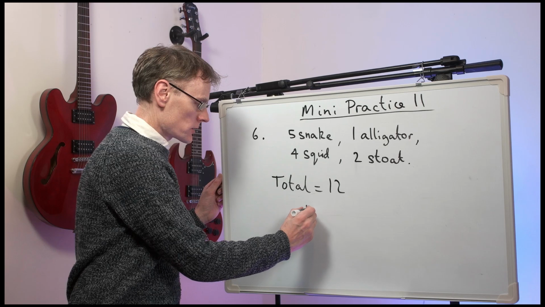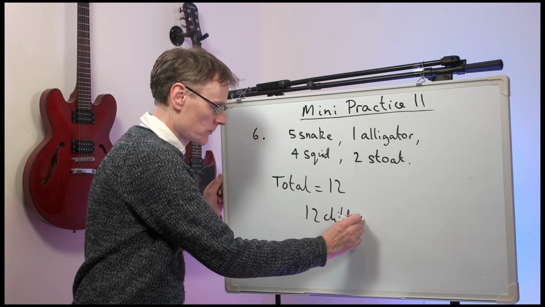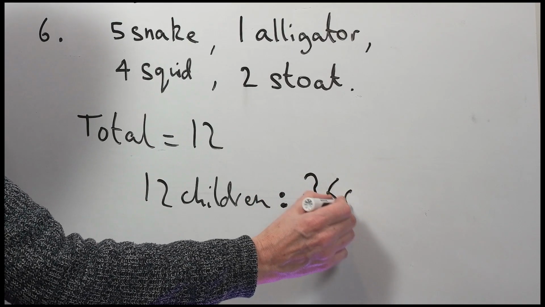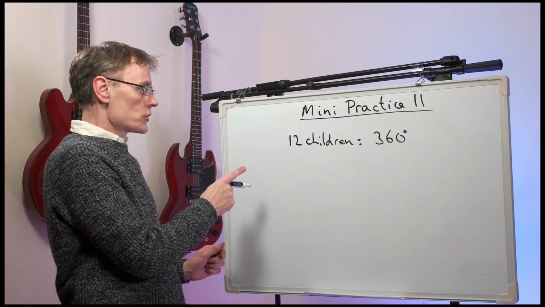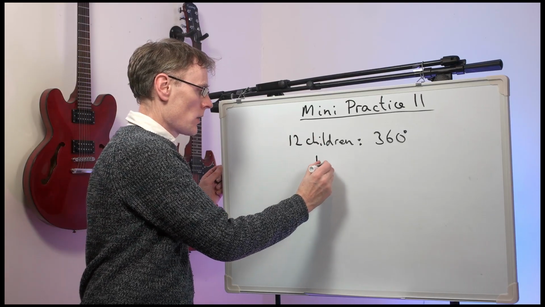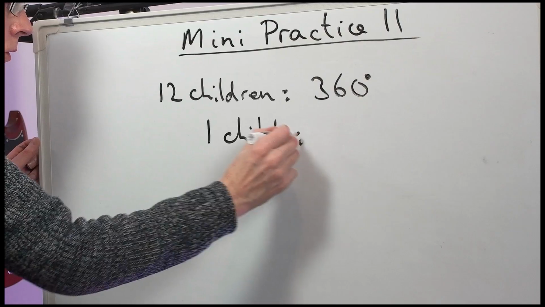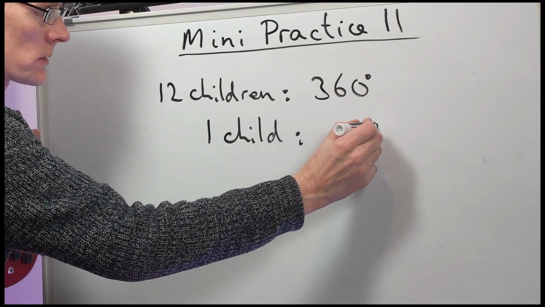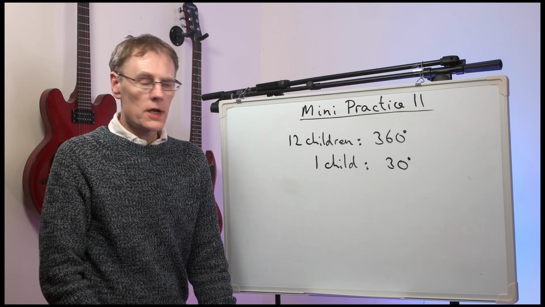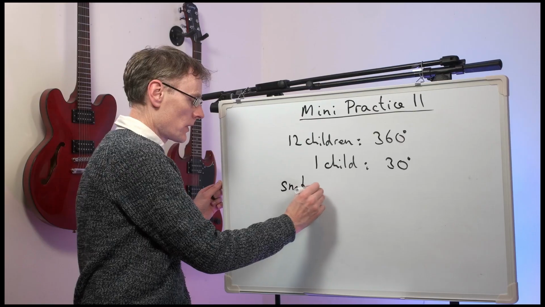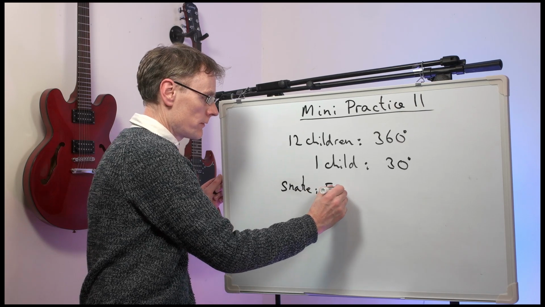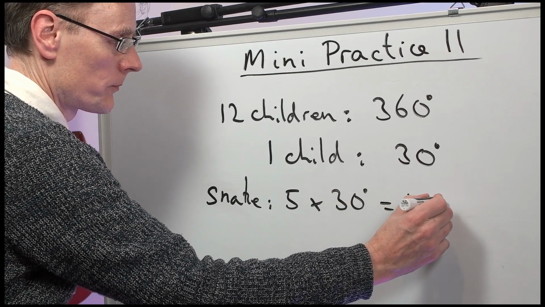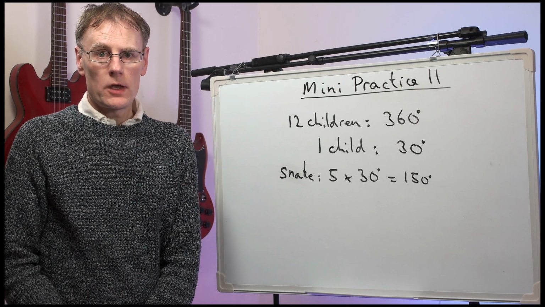Now, 12 children on the pie chart must be represented by 360 degrees, the angle all the way around. So if 12 children are 360 degrees, for one child we need to divide by 12. 12 threes are 36, so it's 30 degrees. Then we can work out the angle for each category. So for snake, there were 5 children, so it's going to be 5 times 30 degrees equals 150 degrees. And you can do the same thing for each of the other categories.